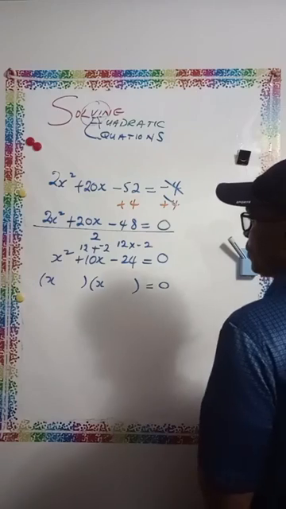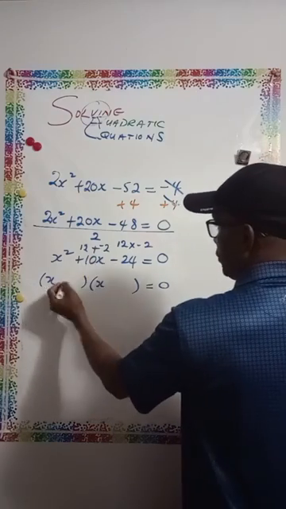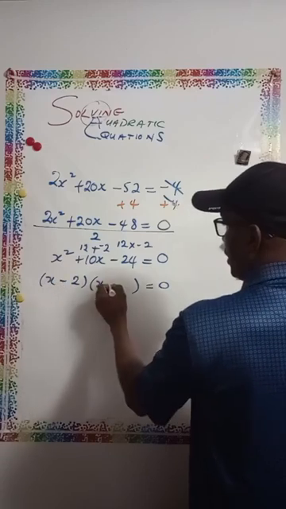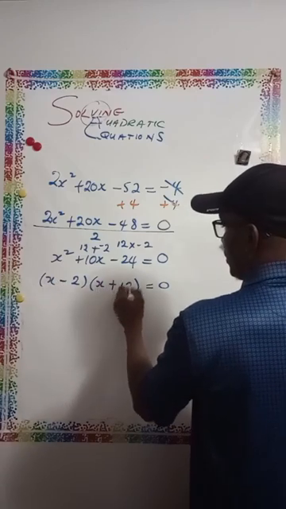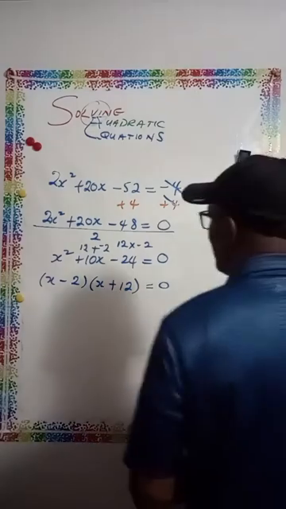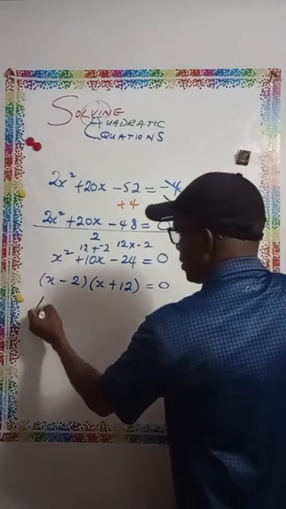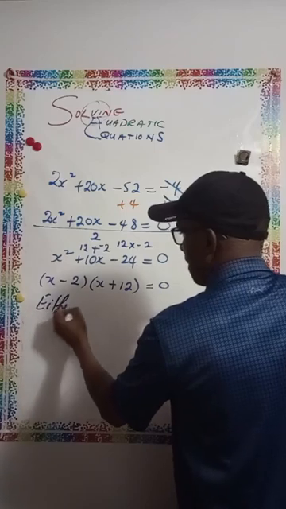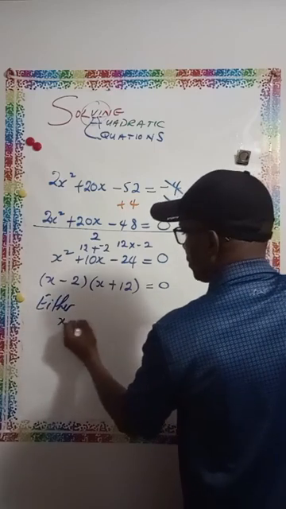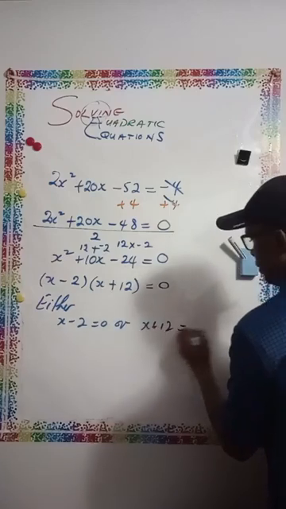And from there, what we're gonna have? Do you want to write it 12 first or the negative 2 first? It doesn't really matter. Good, and there you are, right? Are we ready to get some more things going here now? Let's try to see what's up. We're gonna use our magic word: either x minus 2 equals 0 or x plus 12 equals 0.